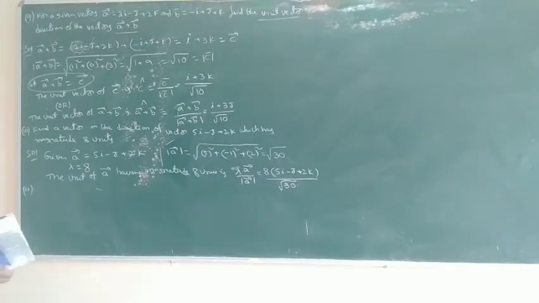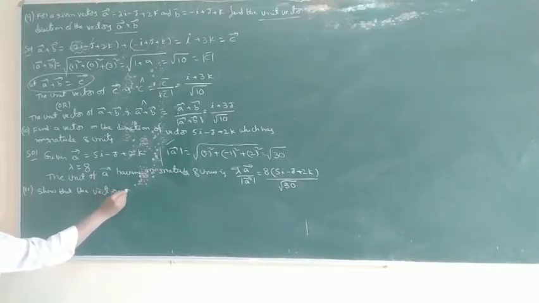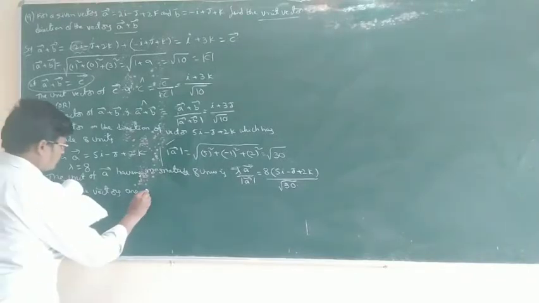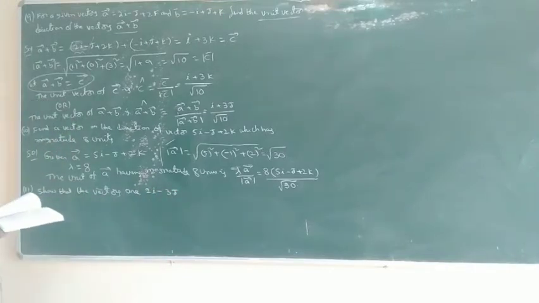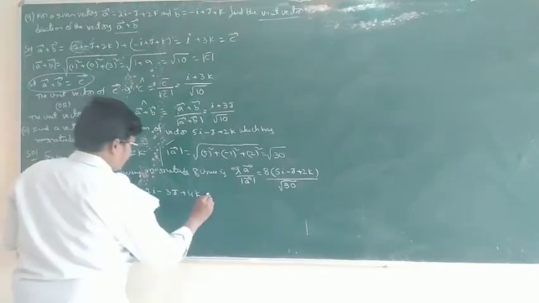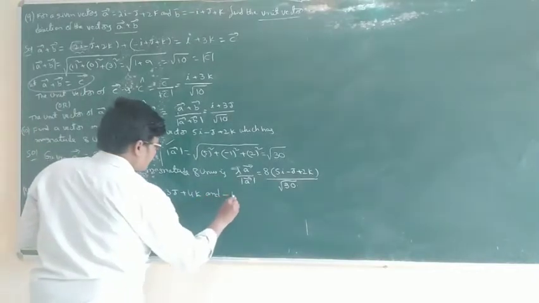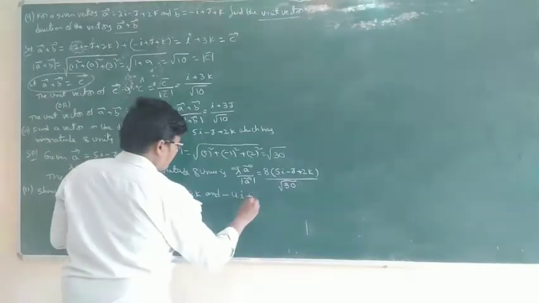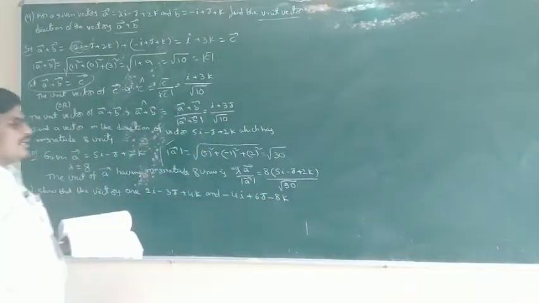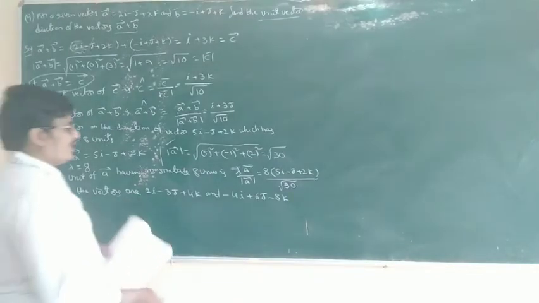Next, 11th problem. Show that the vectors 2i minus 3j plus 4k and minus 4i plus 6j minus 8k are collinear.